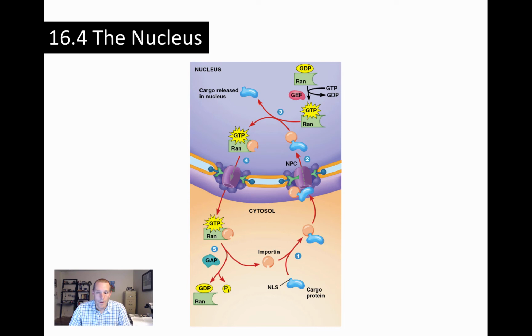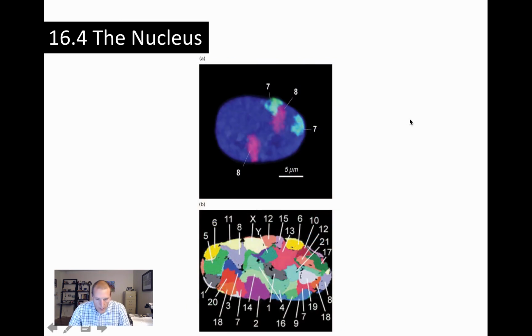So that's how we get the proteins in, and how we get the importin back out, and how we get mRNAs and tRNAs primarily back out of the nucleus. And then there's a whole cycle for getting the RAN GDP back into the nucleus so it can be involved in this part of the transport process. So enough about nuclear transport. Let's just look at the architecture of the nucleus and the chromosomes in the nucleus.